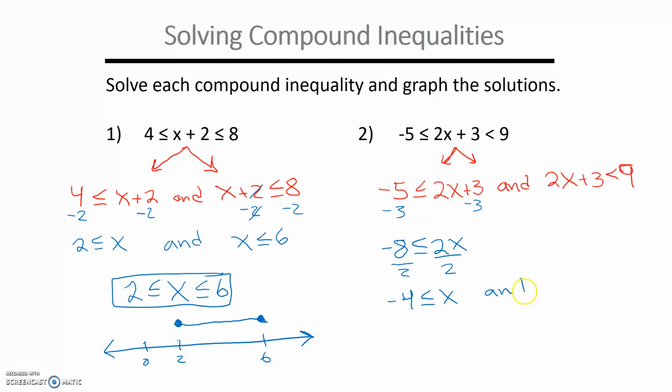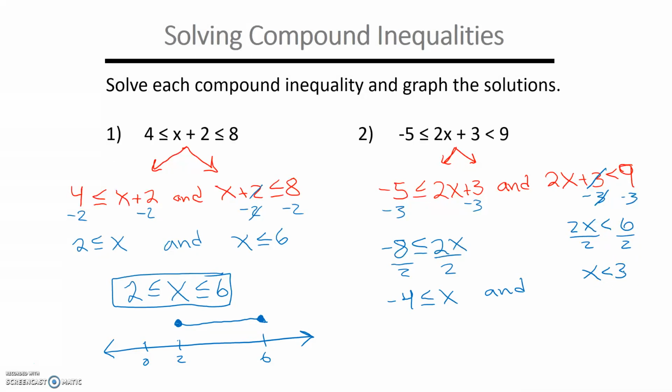And now I have to solve the second inequality over here. So again, I say minus 3 to both sides. Notice I'm still doing the same steps. 3's cancel out. I'm left with 2x is less than 9 minus 3, which is 6. Now I divide both sides by 2. X is going to be less than 3.